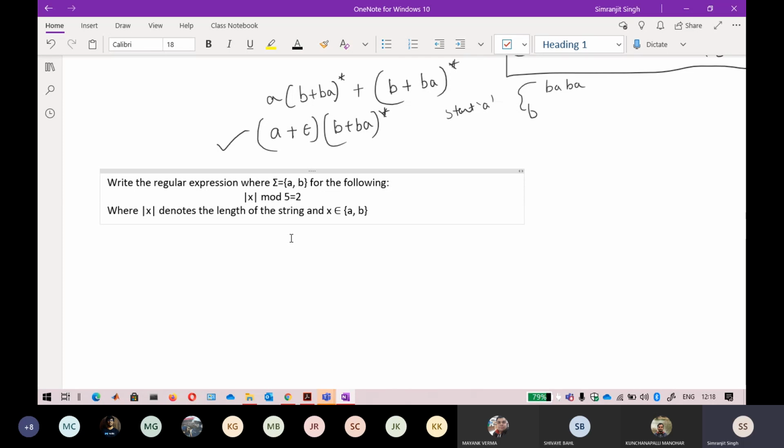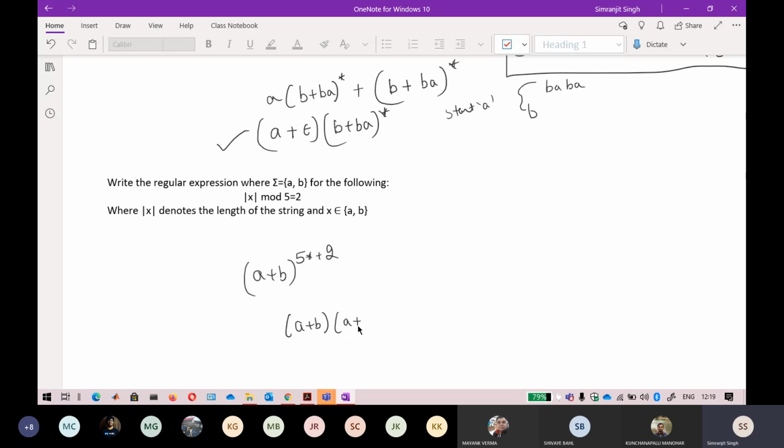Yeah, absolutely correct by Mayank. Okay, so Mayank has given the solution that (a plus b) raised to power 5 star plus 2. Okay, so that is also correct. And you can also write it like this: a plus b five times, a plus b, a plus b, and a plus b, and a plus b.